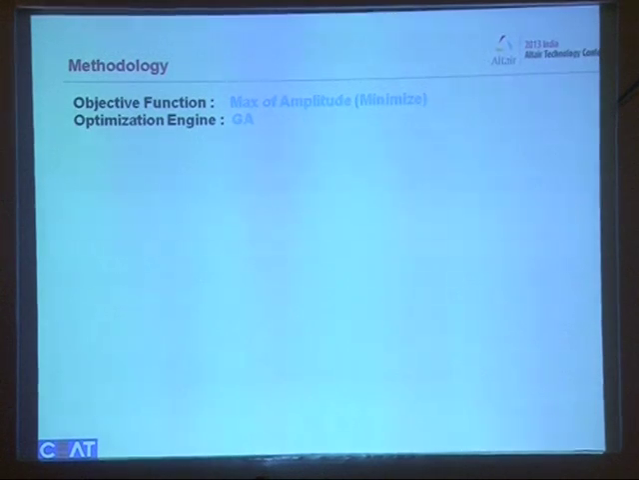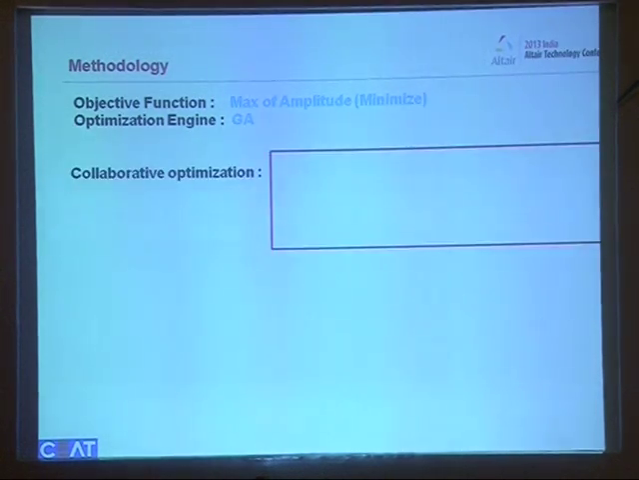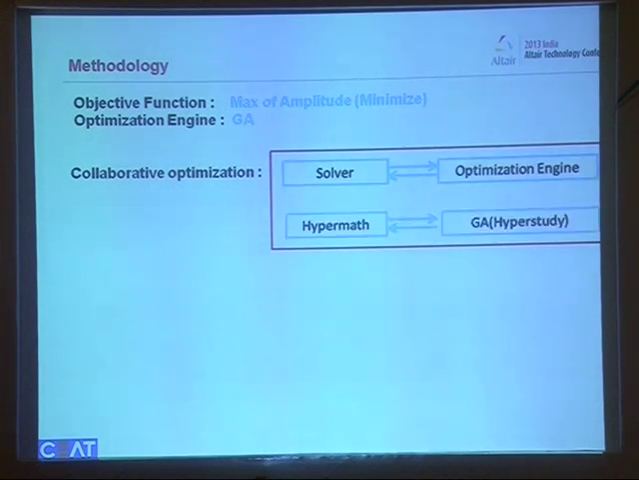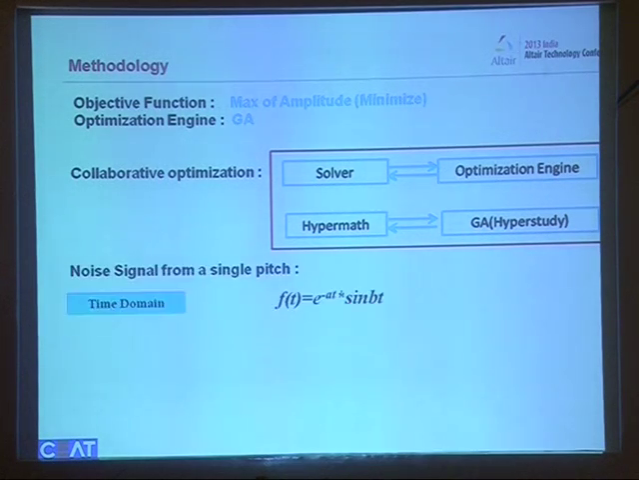Our optimization engine was GA. It was a collaborative optimization where the solver and the optimization engine were interacting with each other. Our solver was HyperMath: how to calculate, for a particular pitch arrangement, the maximum noise index. For this, I have written a code in HyperMath. My solver was HyperMath, and GA was used from the HyperStudy toolbox.